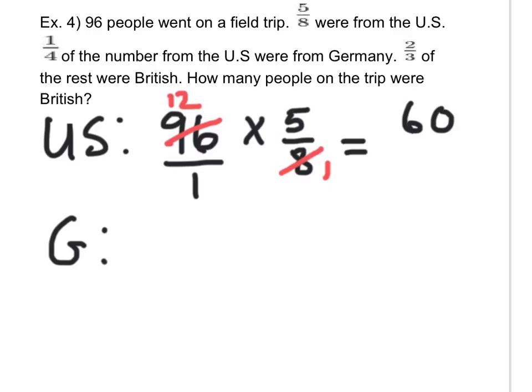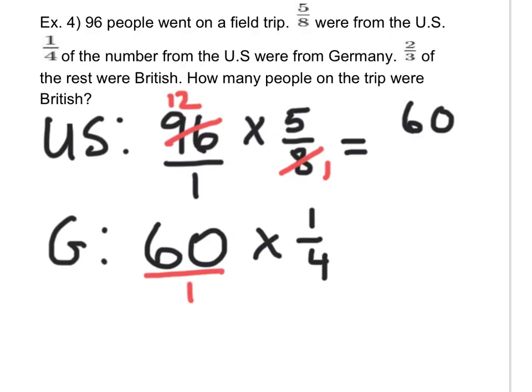1/4 of those from the US are from Germany, or 1/4 of the number from the US are German as well. So, what we're going to do is 60 times 1/4. So we can turn 60 into 60 over 1. Okay, we do our cross trick again. 4 goes into 4 once, it goes into 60 15 times. So 15 times 1 is 15. Okay, so these 15 are Germans. Now these Germans are not US as well. There's 60 from the US, 15 from Germany. They're separate. It may have sounded like I was saying that some of the US were Germans as well. No, that's not the case.